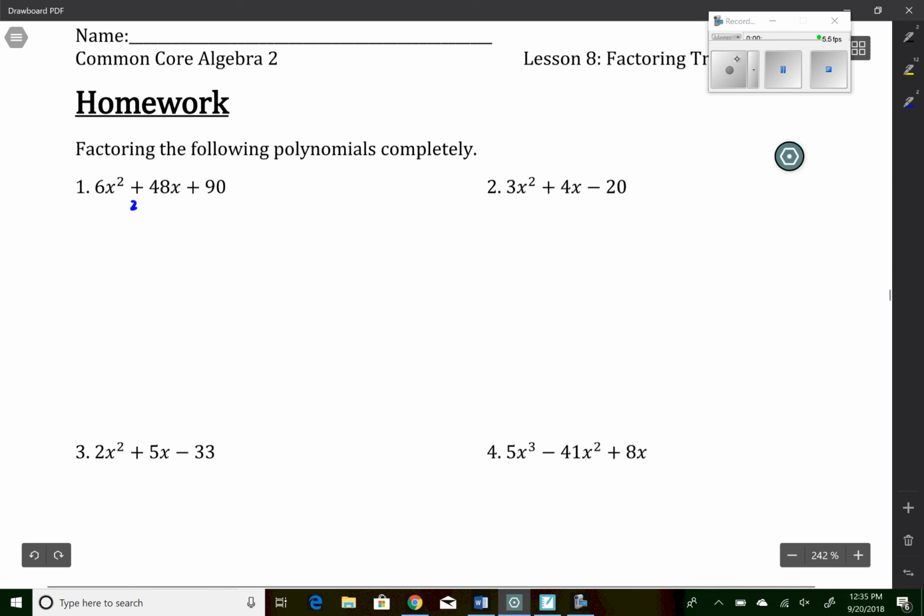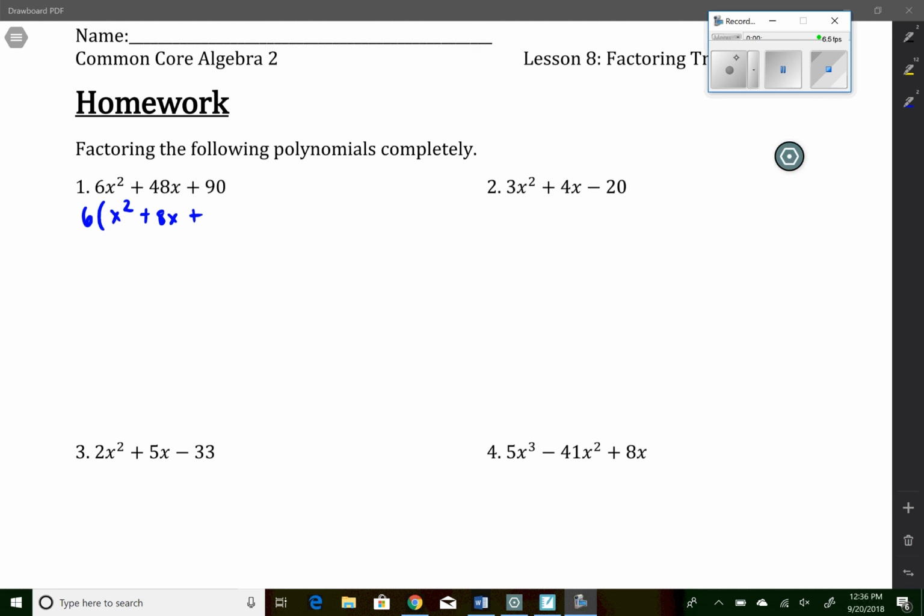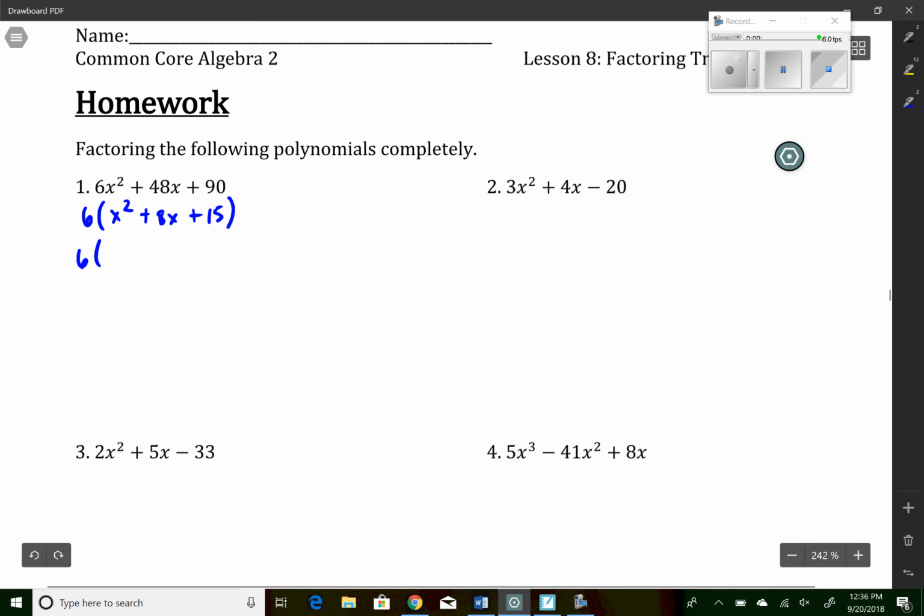So let's see. I can divide out 6. That gives me x squared plus 8x plus 15. So then if I factor that, I'm figuring out what multiplies to make 15, but adds to make 8. So that's going to be x plus 5, x plus 3.